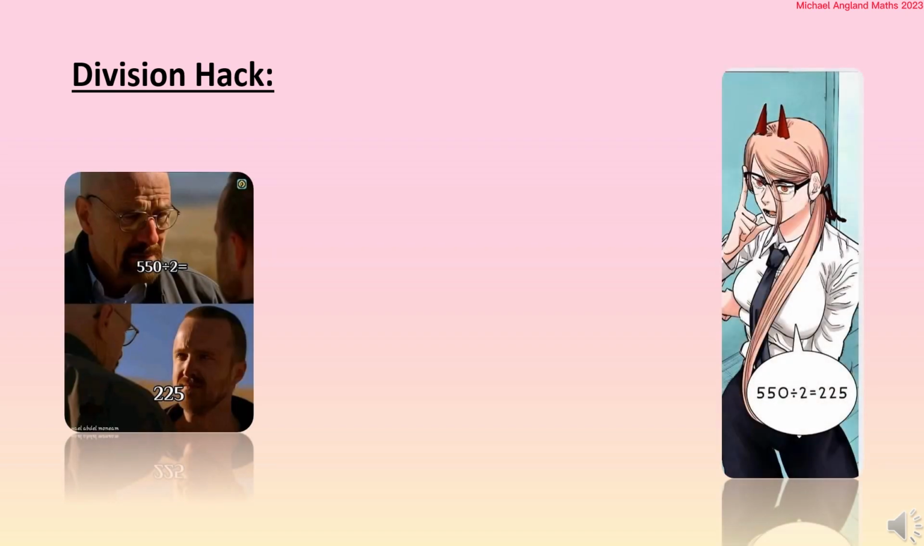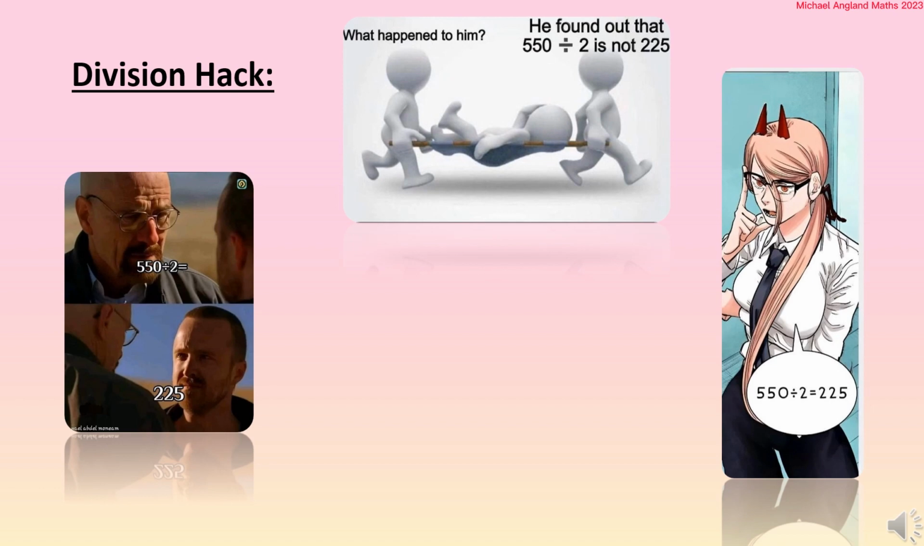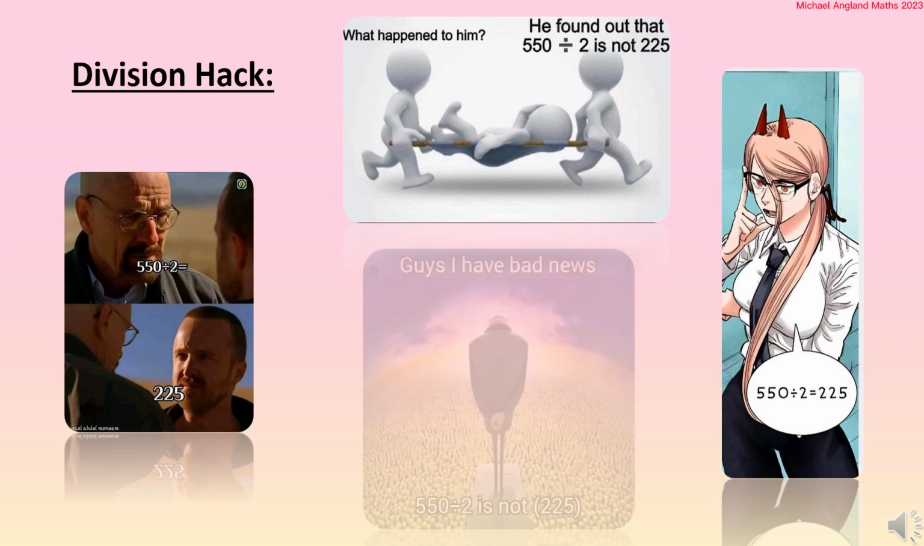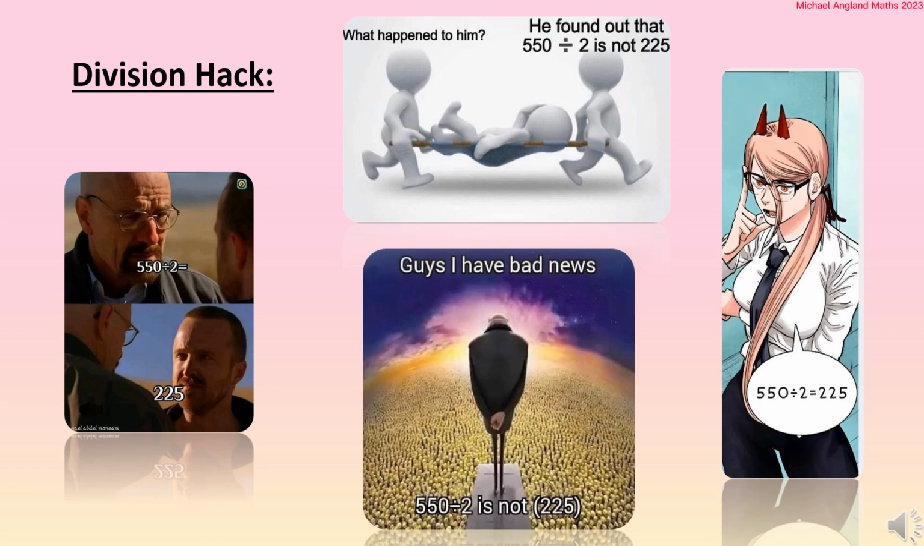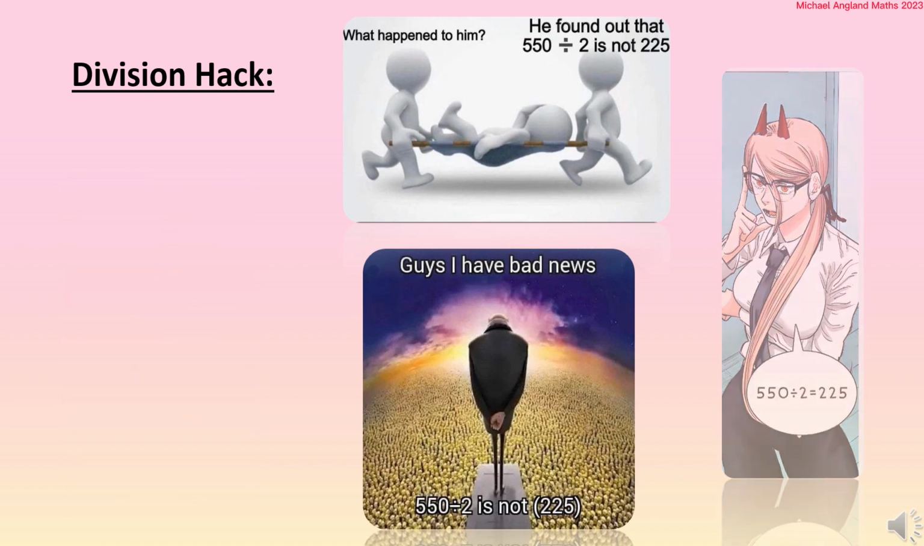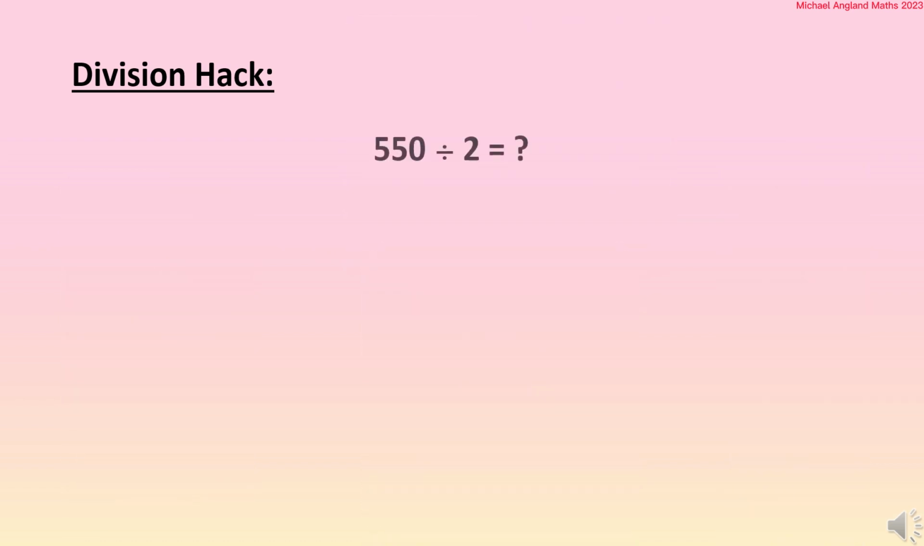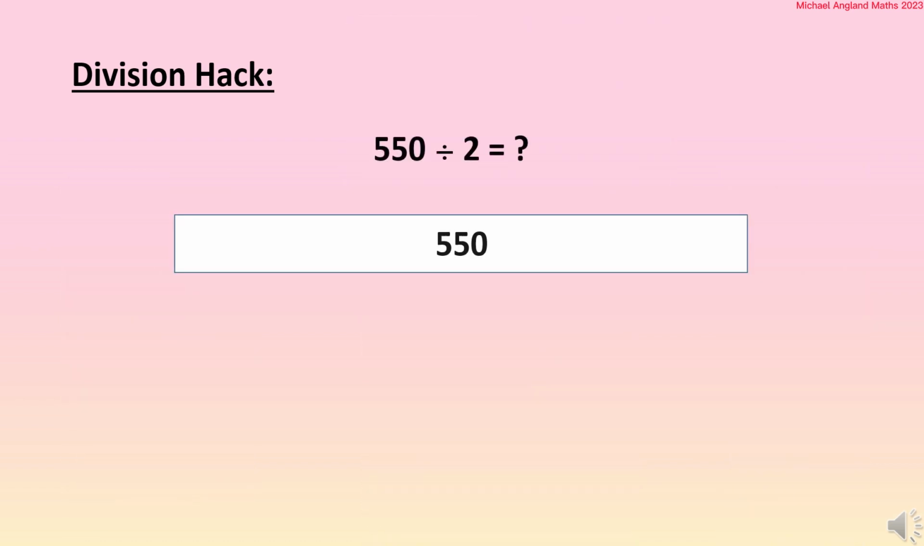Here's one more example, final one. This one is a popular meme, apparently. 550 divided by 2. So we've got a Walter White meme, we've got an anime meme, we've got three little Play-Doh men, and then we've got a Minions meme. All because people are having trouble with simple arithmetic. So 550 divided by 2.